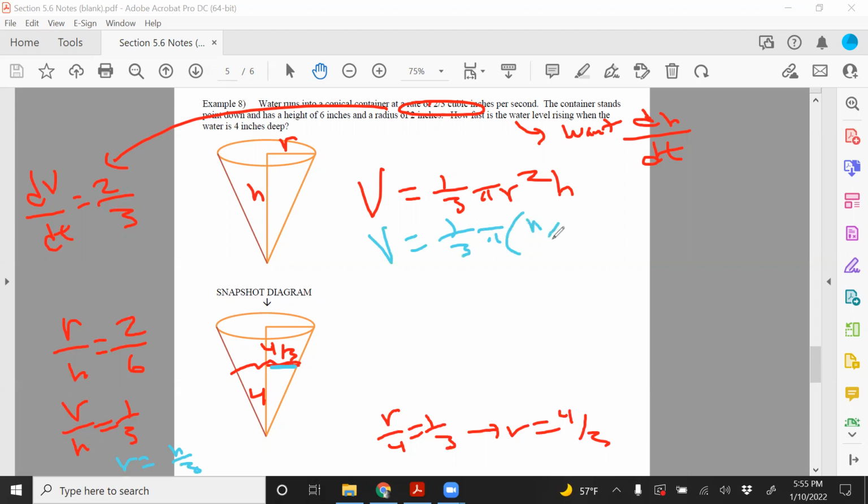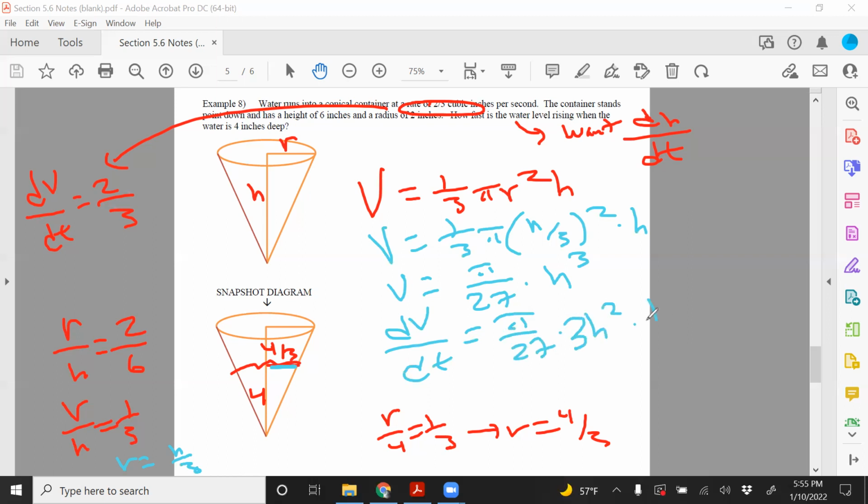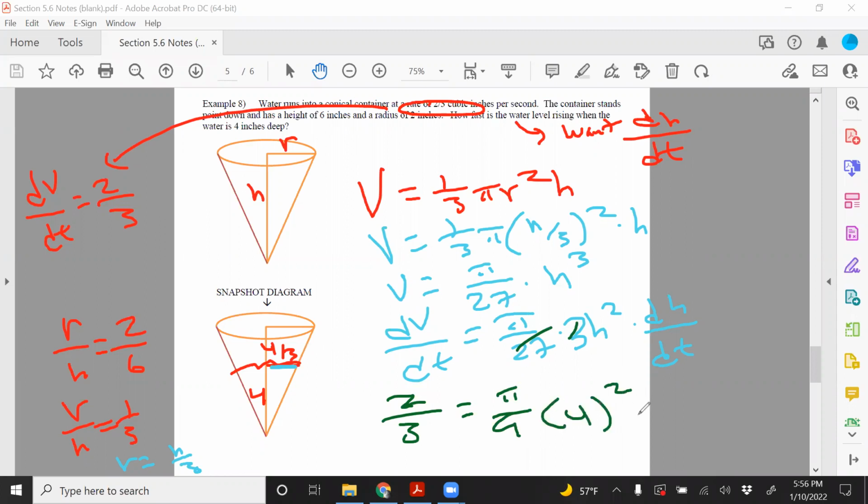1/3 pi times h over 3 squared times h. And if I clean it up, I get pi over 27 times h cubed. Now I take my derivative with respect to time, times dH over dt. And my job now is to solve for dH over dt. dV over dt we know is 2/3 again. So 2/3, and that cancels, that's pi over 9. And h at this moment is 4 times dH over dt.